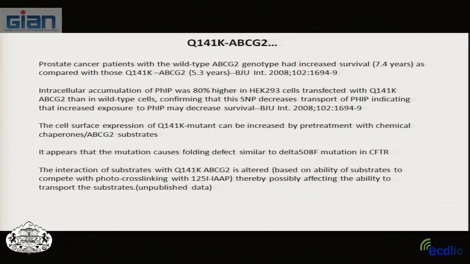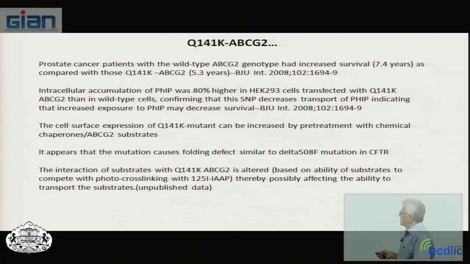So what do we know about this Q141K SNP? There have been many studies. Prostate cancer patients with the wild type ABCG2 genotype had increased survival compared with those with Q141K ABCG2. You can see 5.3 years instead of 7.4 years. Intracellular accumulation of the flavopiridol metabolite was 80% higher in HEK293 cells transfected with this SNP mutant than in wild type, confirming that the SNP decreases transport, and that increased exposure to this metabolite may decrease survival.